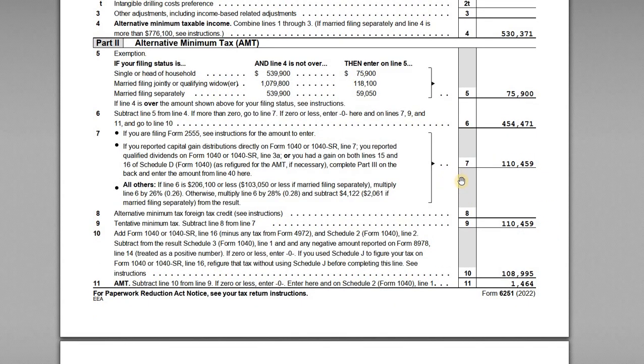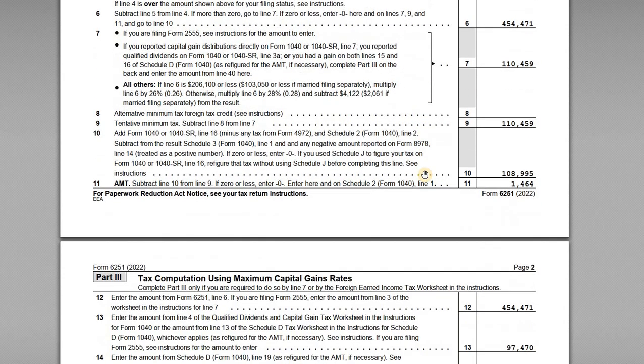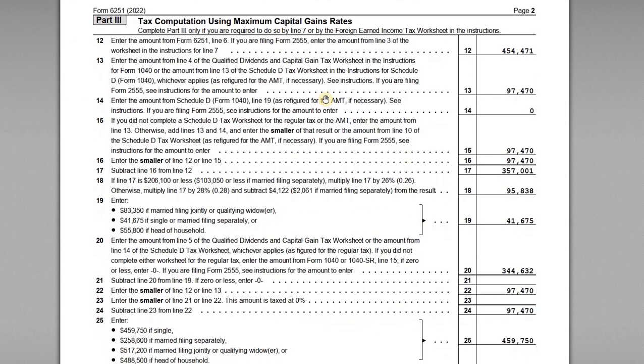Now, line 7, this computation can be quite simple if you don't have any qualified dividends or long-term capital gains that are subject to those reduced rates. Right? You can just simply use the last paragraph here to compute what the AMT liability is. But if you do have qualified dividend income or capital gains, then you have to use the worksheet in part 3. I won't go into this in too much detail, but this worksheet works very similar to the qualified dividends and capital gains tax worksheet that you would use for regular federal income tax purposes.